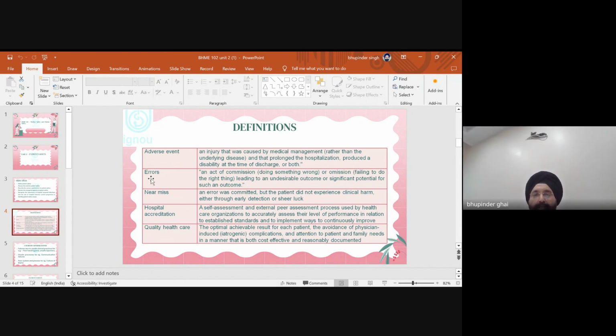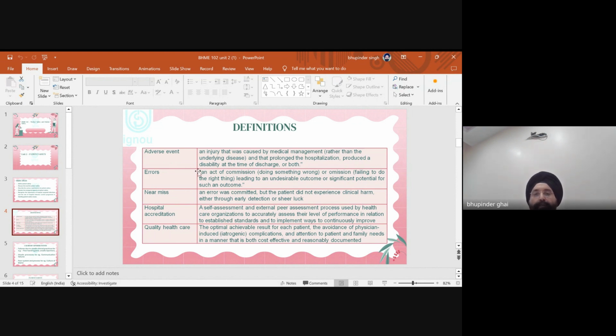So next is error. When we talk about error, there are two things: act of commission and act of omission. The act of commission is doing something wrong, and act of omission is failing to do the right thing.